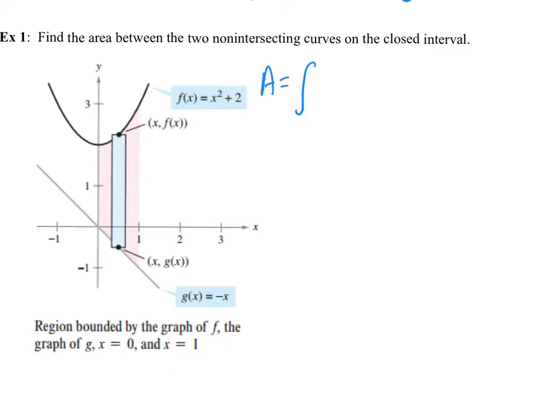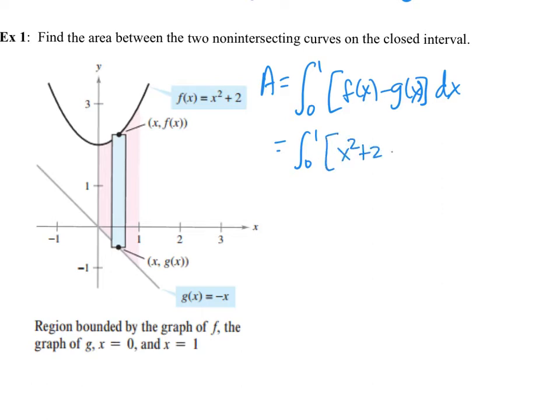So that means we're going to integrate from 0 to 1 of f of x minus g of x dx. So now let's go back and write in what those functions are. Well, we're given that f of x is x squared plus 2. So we'll say x squared plus 2, and then we're going to subtract from that g of x. So what is our function definition for g of x?